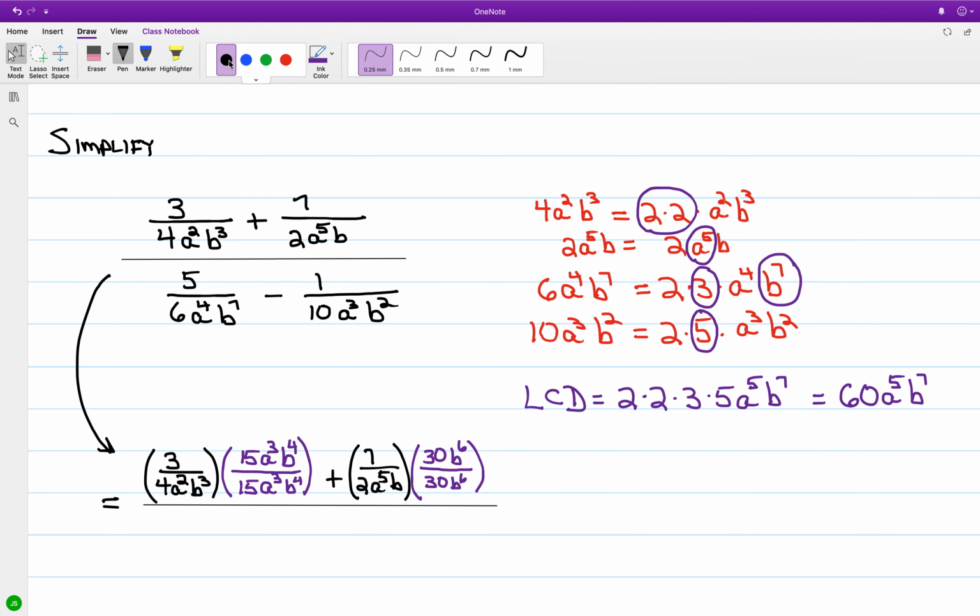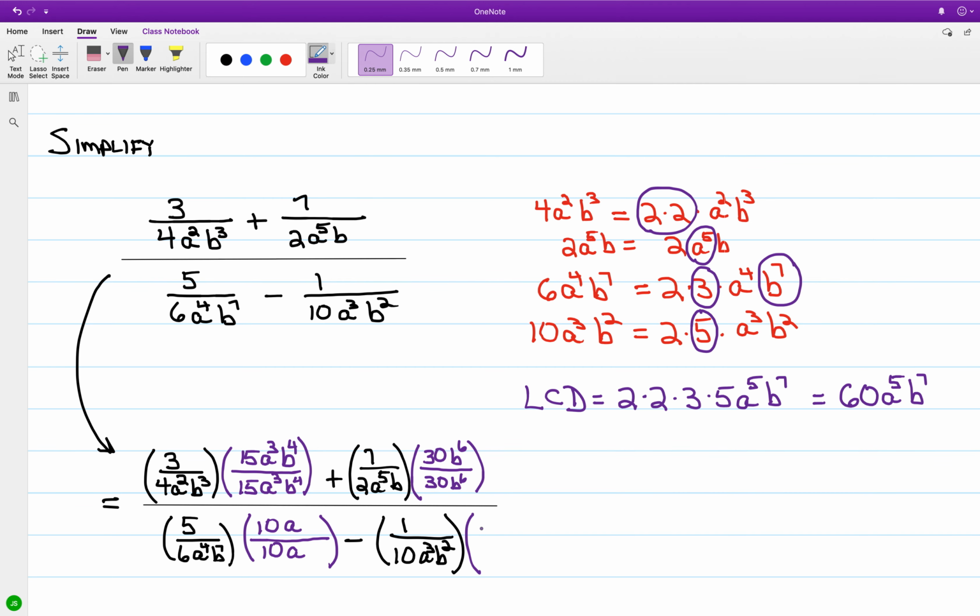Now for what we have in the denominator, you have 5 over 6, a to the 4th, b to the 7th. 6 into 60 is going to be 10. A to the 4th into a to the 5th is going to leave us with a. And we already have b to the 7th. And as for minus 1 over 10a cubed, b squared, 10 into 60 is 6, a cubed into a to the fifth, that's going to be a squared. And b squared into b to the seventh, so that's going to be b to the fifth.